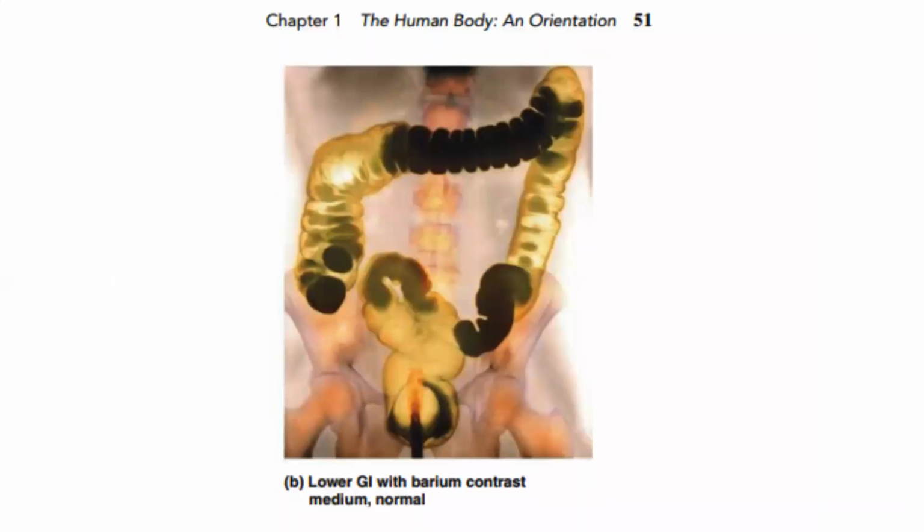So now again, we are looking at the large colon, which is made up of, starting at the cecum, the ascending colon, transverse colon, descending colon, and then sigmoid colon, rectum, and the anal canal.